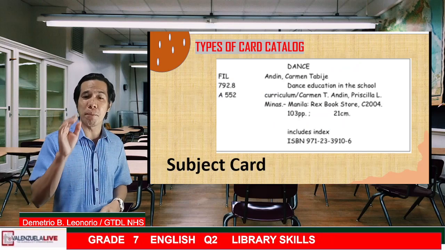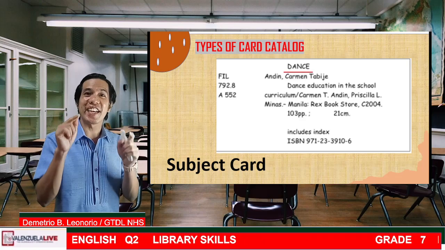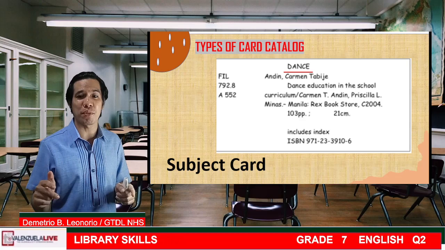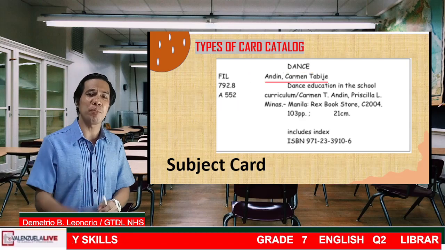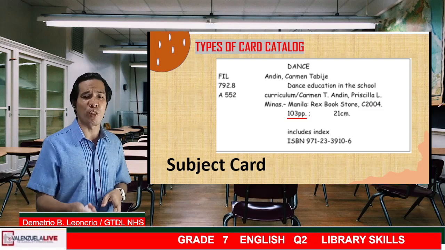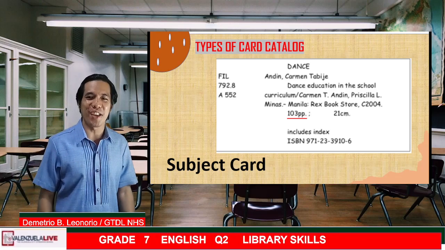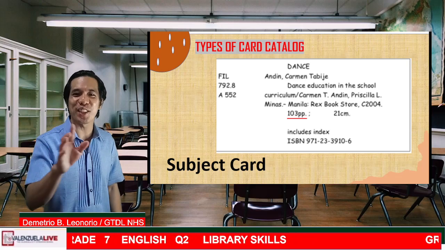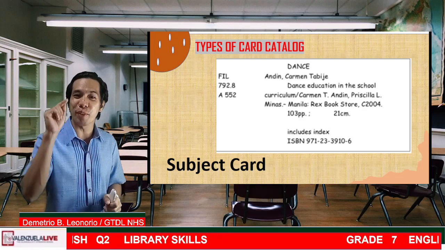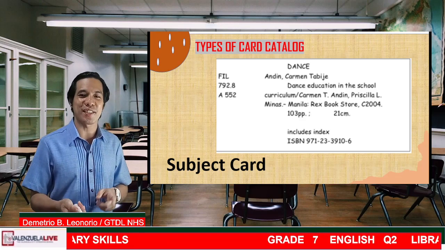The subject of the book is printed on the top of the card and written in capital letters. It has the same parts as the first two types: call number, author's name, title of the book, publication information, and the number of pages. Wow, that was a handful of information. Dear learners, now that you are familiar with the types of card catalogs and its parts, you should be able to answer the activities in your learning packets. I am confident that you can answer them.